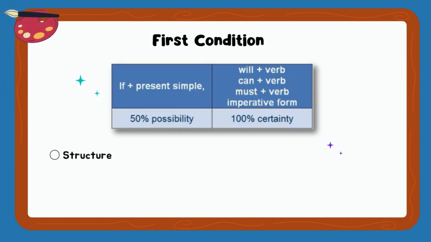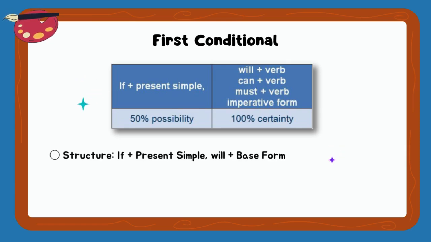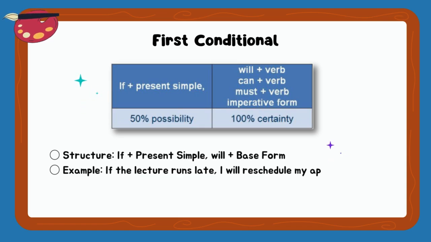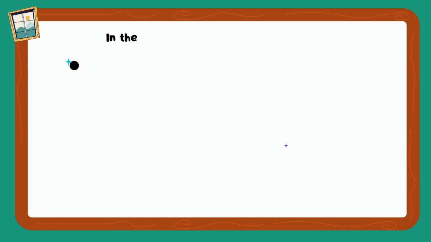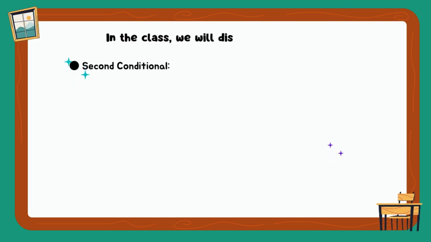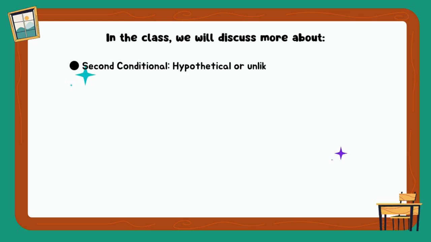For example, if the lecture runs late, I will reschedule my appointment. Here, we have if plus present simple as the first condition or the 50% possibility, followed by will plus base form, which is I will reschedule my appointment. Here, I will reschedule my appointment is the situation that will certainly happen if the first condition is met. Alright students, this is the end of the introduction video about conditional sentences.